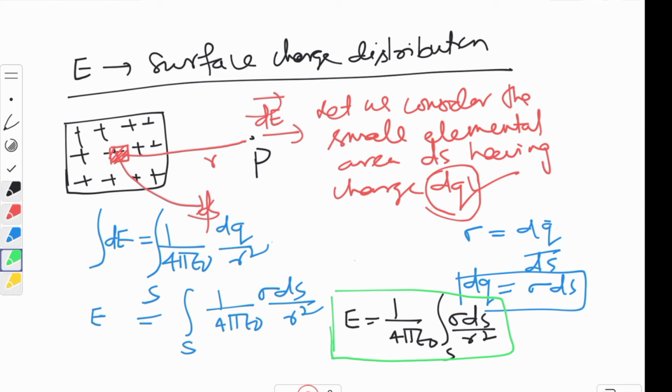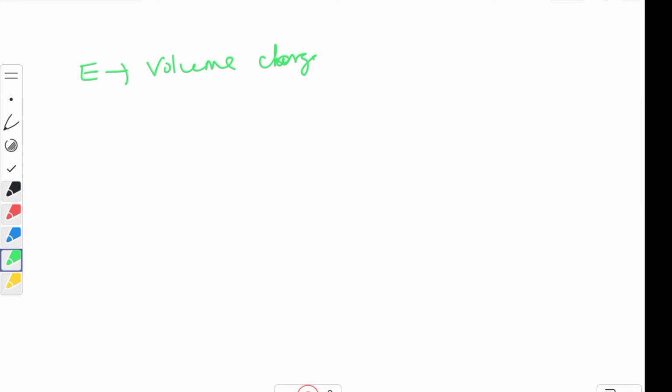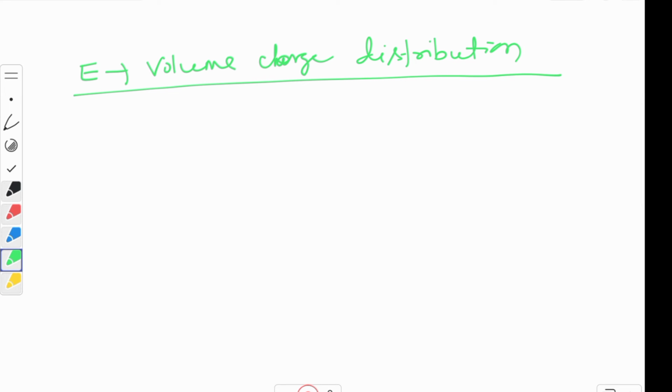Now last one, we'll see electric field intensity due to volume charge distribution. That means your charge is distributed over the volume like this. This is volumetric, so the charge is distributed over the volume now.